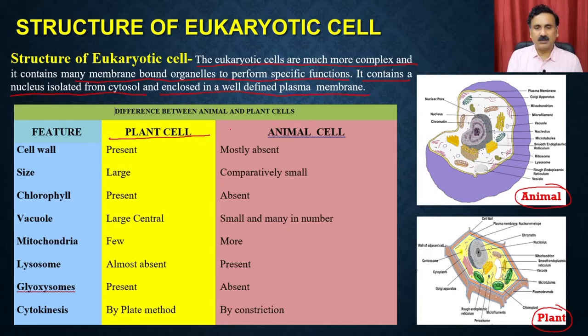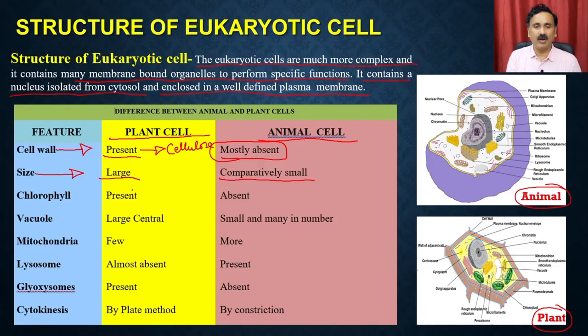These are the properties of the plant cell and these are the properties of the animal cell. What you see here is the cell wall. The cell wall is present in the plant cell, and the plant has a very robust and good cell wall, which is made up mostly of cellulose, whereas the cell wall is completely absent in the animal cell. Then the size: plant cells are very large compared to the animal cell, and animal cells are comparatively small. Then the chlorophyll, the light pigment, which is present in the plant and is completely absent in the animal cell.